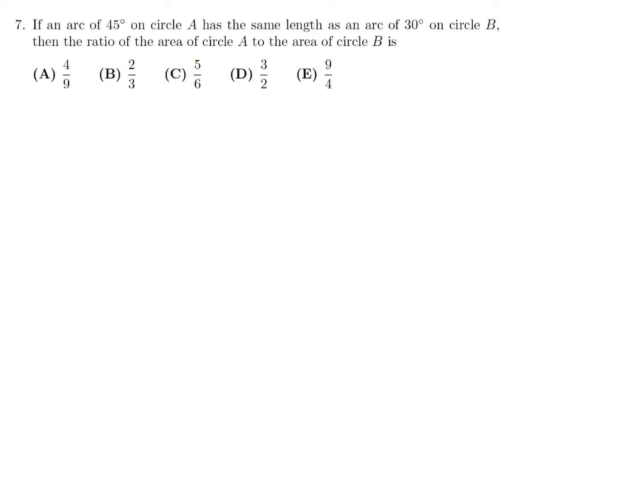If an arc of 45 degrees on a circle A has the same length as an arc of 30 degrees on circle B, then the ratio of the area of circle A to circle B is.